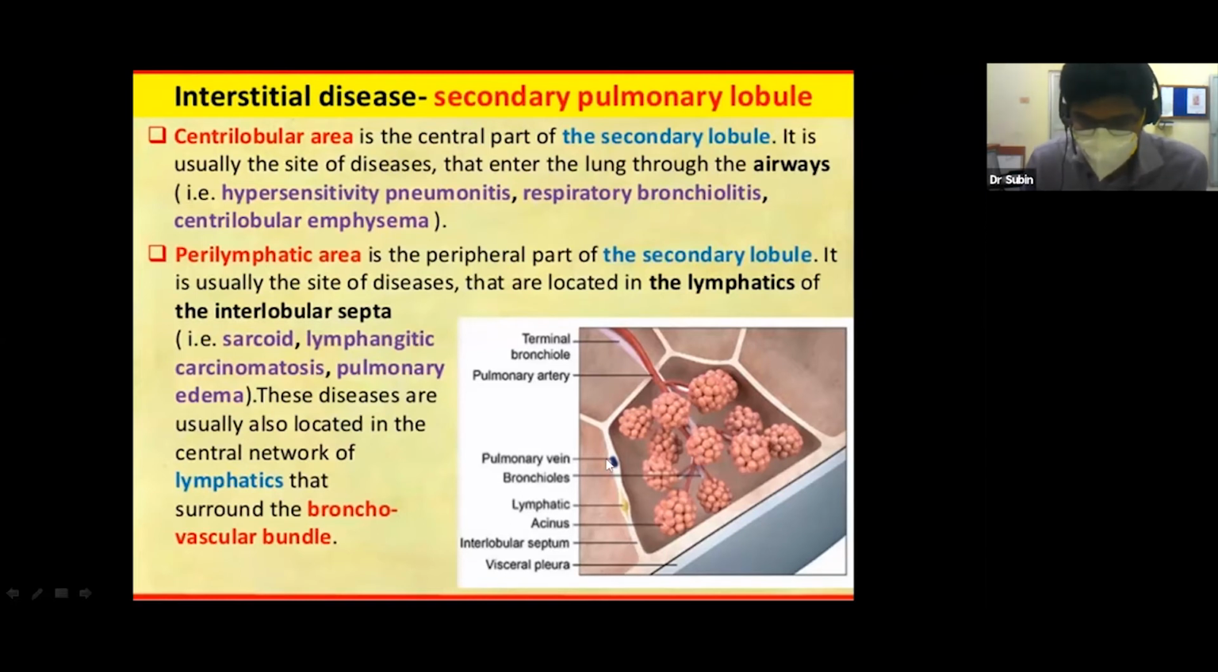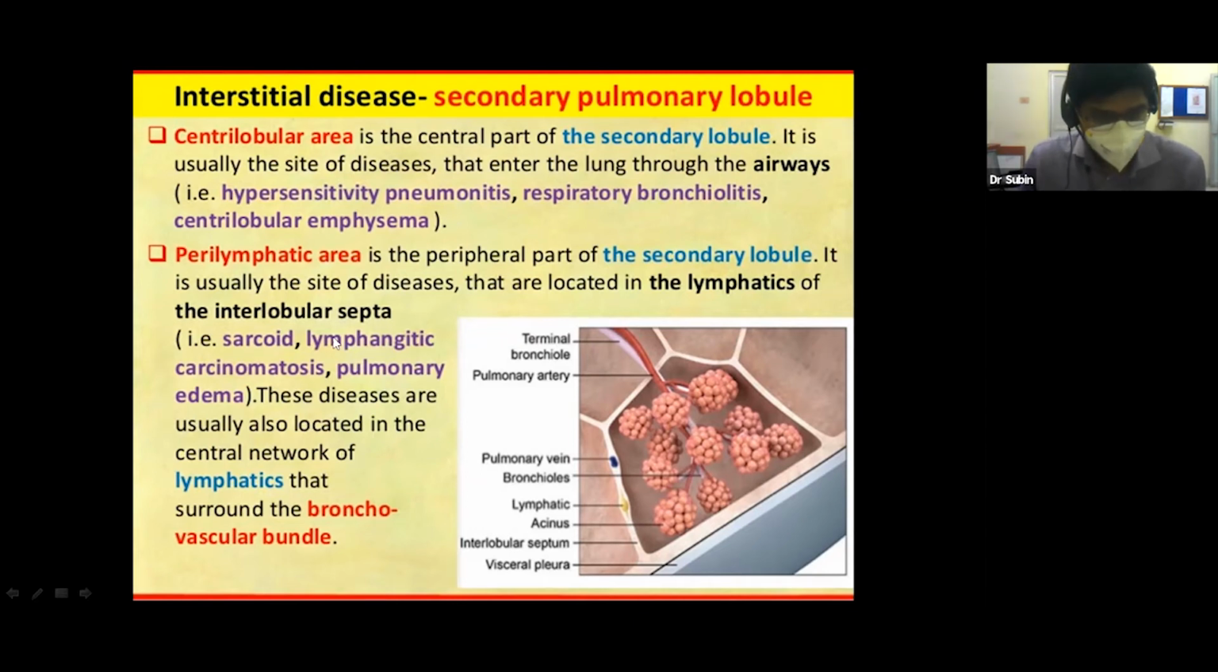If they are seen around the peripheral part, they are called perilymphatic nodules, because lymphatics are present. And if they are randomly distributed in multiple places, then we call them random nodules. So depending on the area of involvement, you can say if it is an airway disease, or related to lymphatics, the central lymphatics.